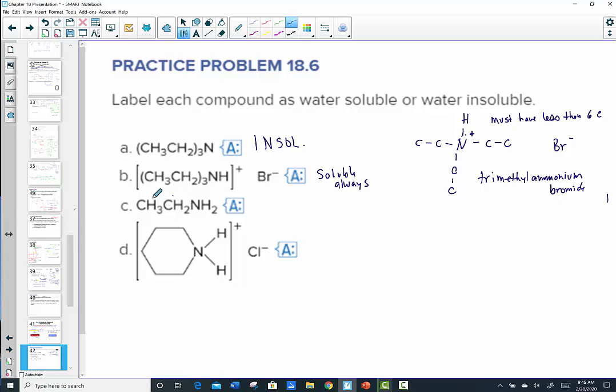Letter C gives us a primary amine with only 2 carbons. Well, that would make that soluble. And in letter D, oh look, I have a salt. I have a positive ion and a negative ion. That's an ammonium salt, and they are always soluble. Easy enough. Good work.